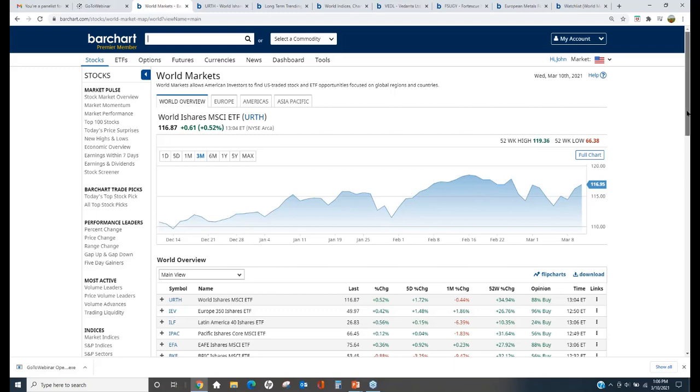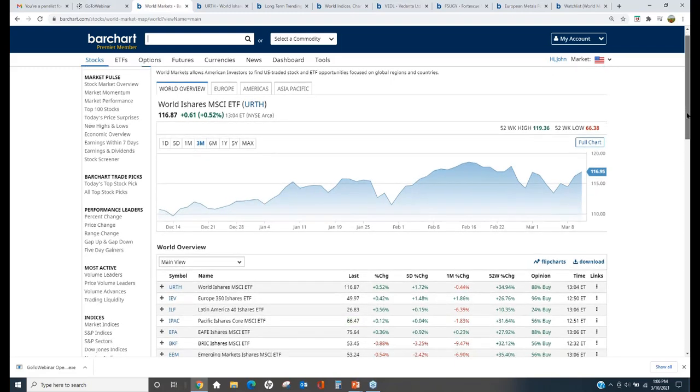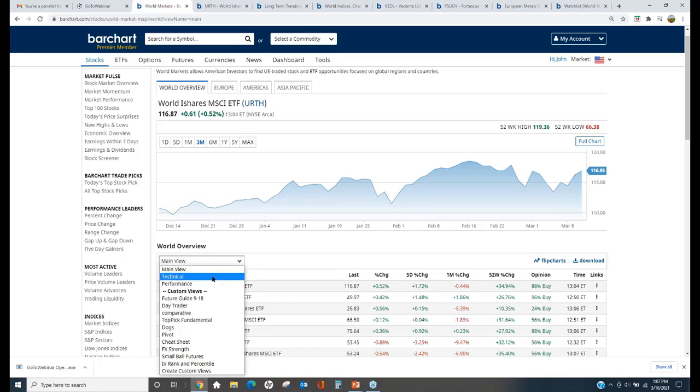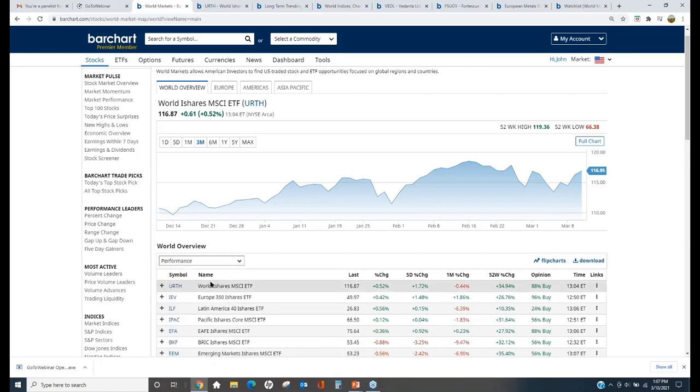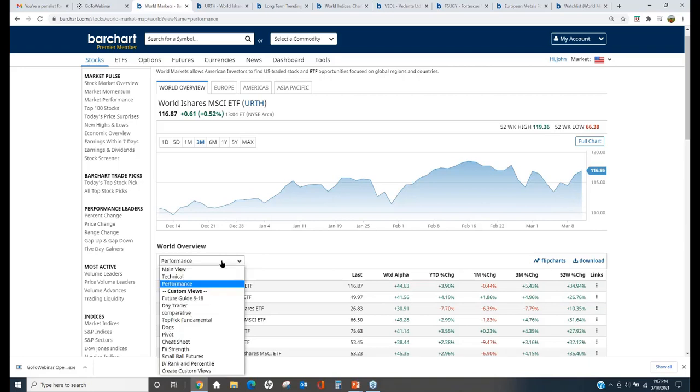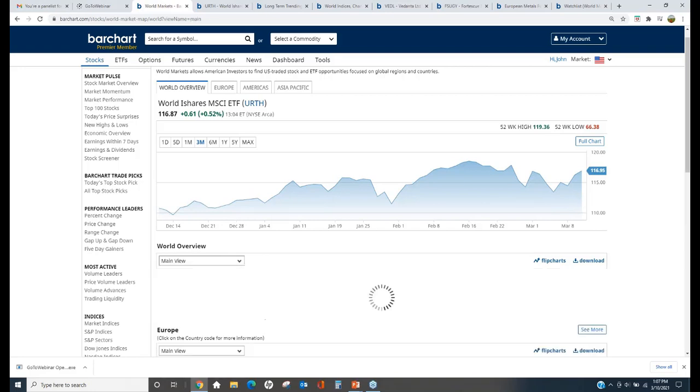So what's important for us to do, as we do with any of our lists in Barchart or any list that we can create on our own, is that we do have some default settings, right? Our view default settings, technical and performance, where we can do some of our analysis, either technical or how this particular ETF has done over the last month, 3 months, or over the year.